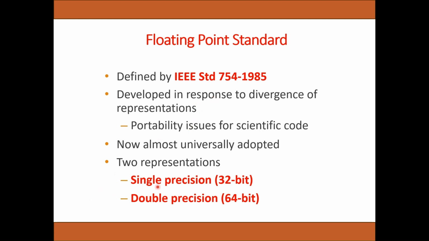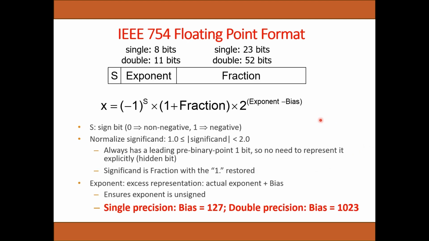And this standard has two versions. One is called single precision, which takes 32 bits for the number representation. And 1985 started with this single precision number representation. And later in 2008, they also added the double precision number, which uses 64 bits for keeping the number.